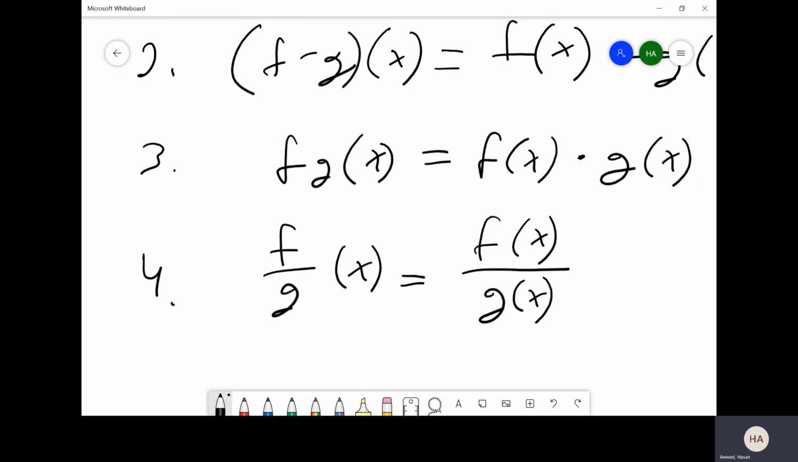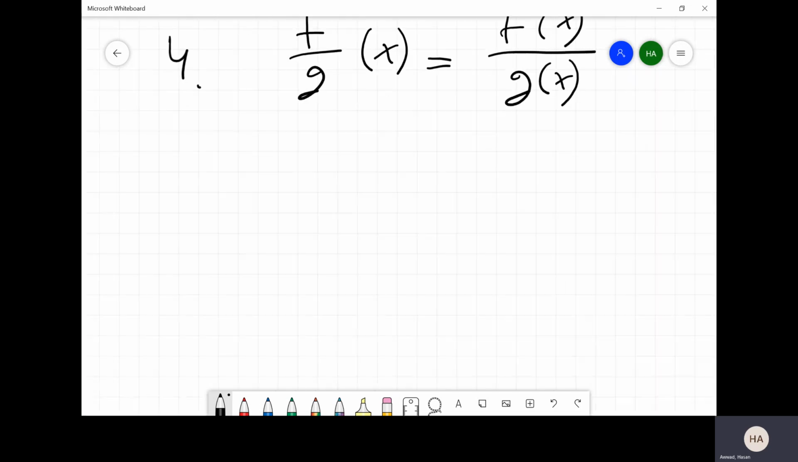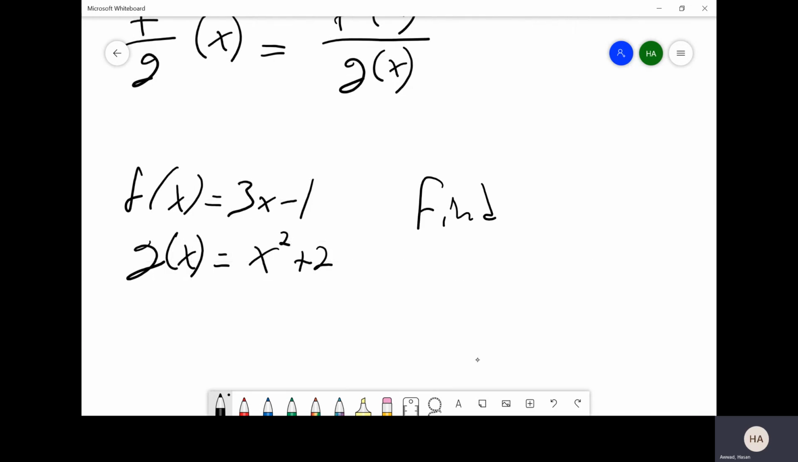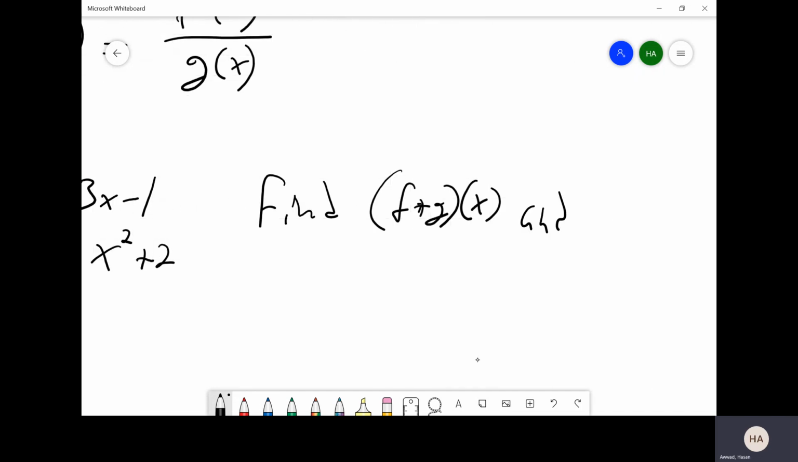This all really shouldn't seem too out of the ordinary, but it'll probably solidify when we do an example together. We're going to do addition and subtraction together, and then I'll bring you guys in for your classwork assignment. Let f of x equal 3x minus 1 and g of x equal x squared plus 2. I want to find f plus g of x and f minus g of x. We're going to find these two together. Let's work through these.